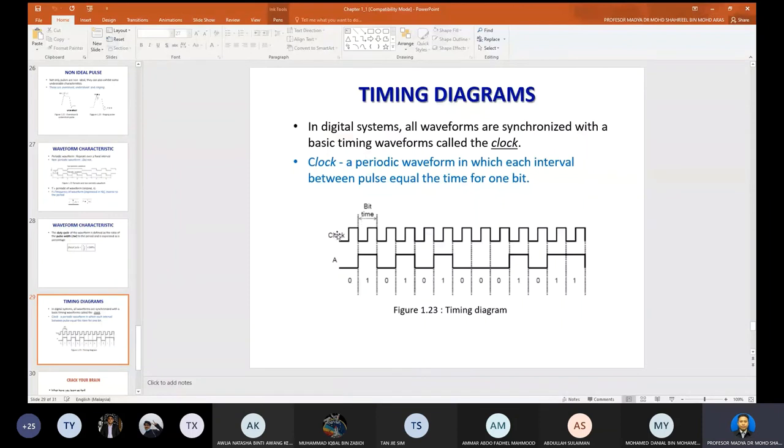The difference between the clock and the output is that the clock is a periodic waveform, and the output is a non-periodic waveform, because it is not a fixed interval. This one is fixed, this one is not fixed. That's why we call it a non-periodic waveform. This one has a fixed interval, so we call it the periodic waveform for the clock.